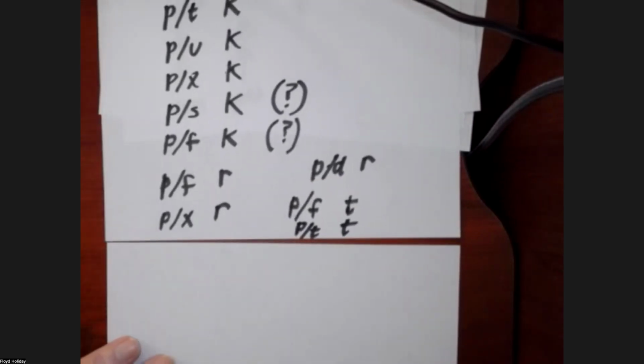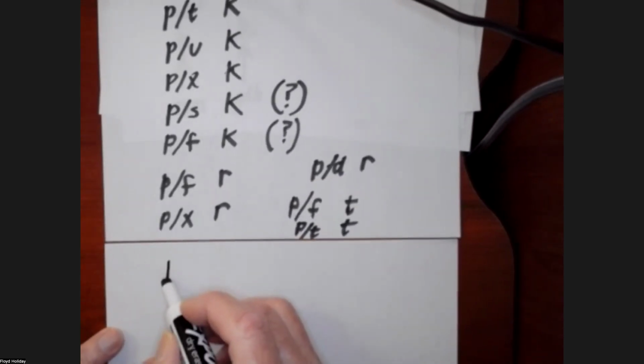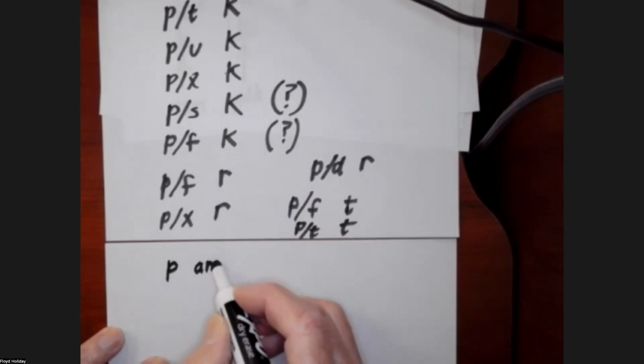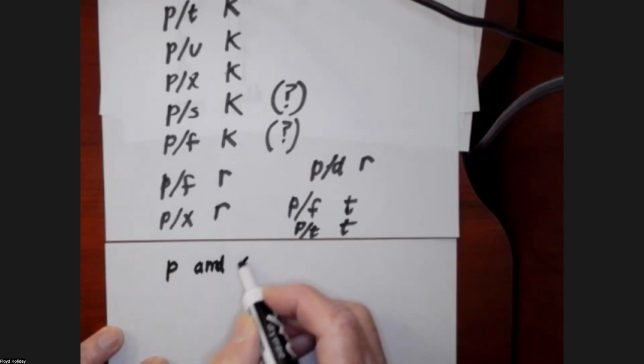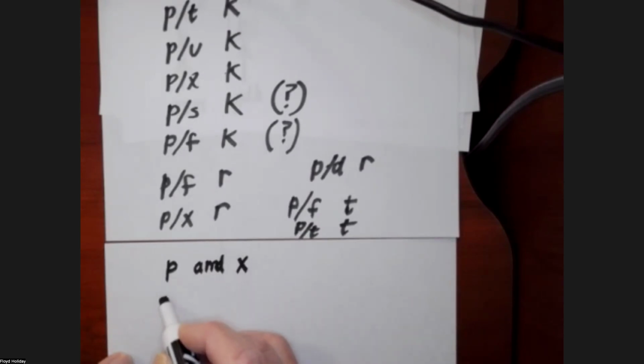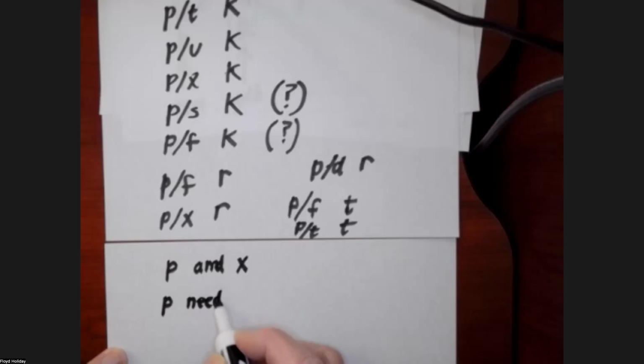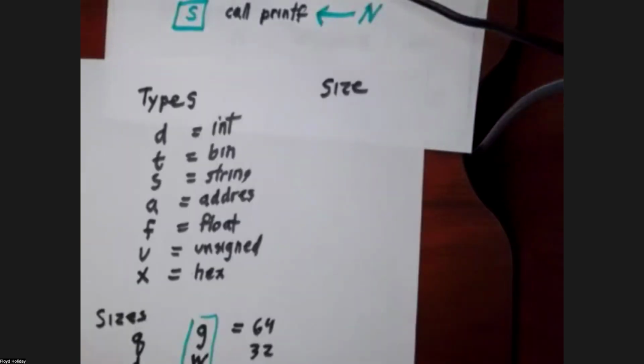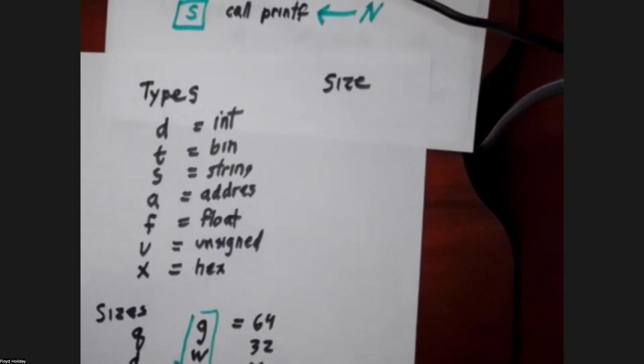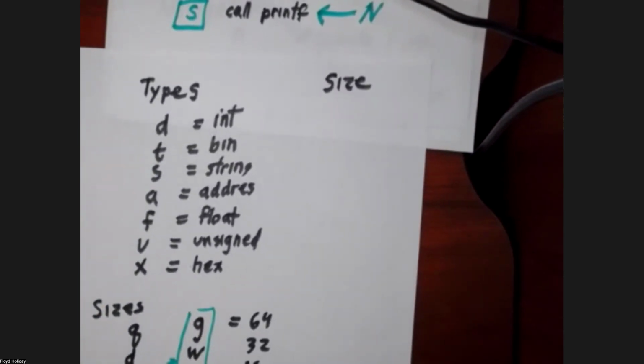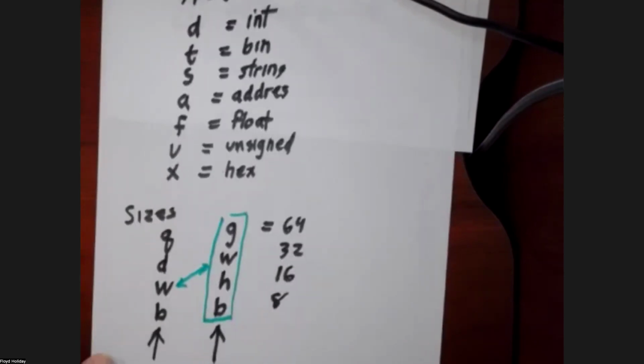There's two commands for viewing. P and X. Okay. P takes one parameter, taken from the list back here. It's the typing or the form that you want to view the 64 bits in. Okay.